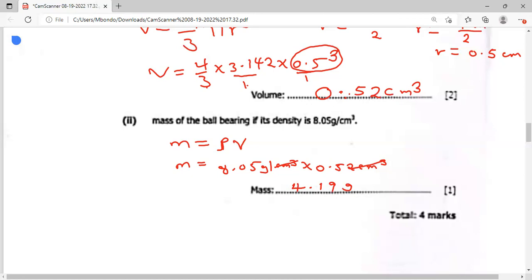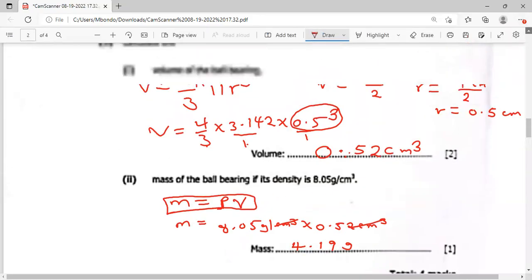Now take note that this answer is in 2 decimal places because the first answer was in 2 decimal places. So these are the answers for the first question. So take note of these formulas here as you come to calculate, as you come to solve these questions.